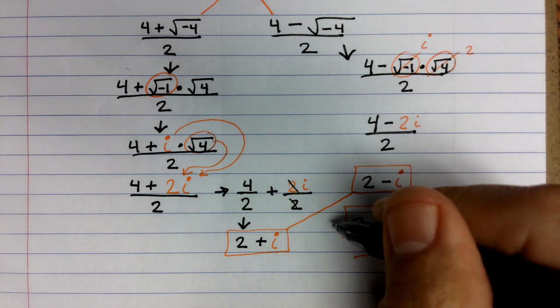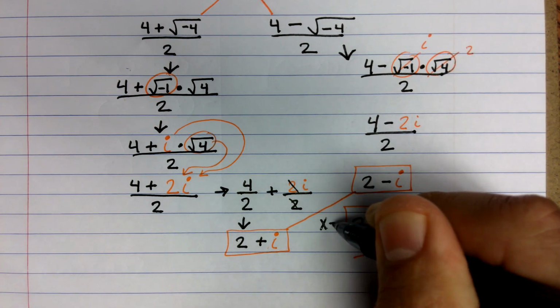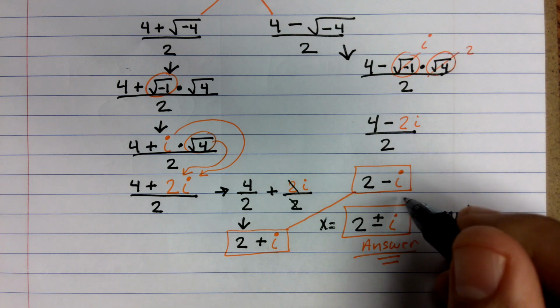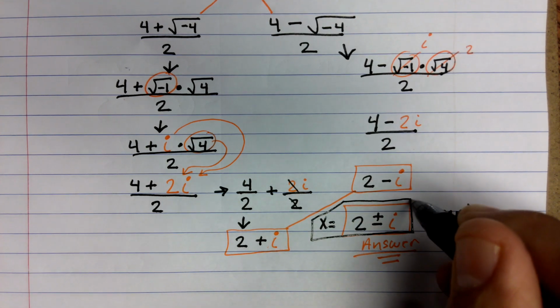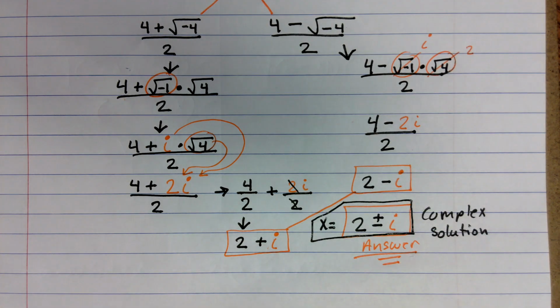And let me be sure not forget to put this as x equals. Negative 2 plus or minus i, because our quadratic formula that we used in the beginning, it's always x equals that quadratic formula.